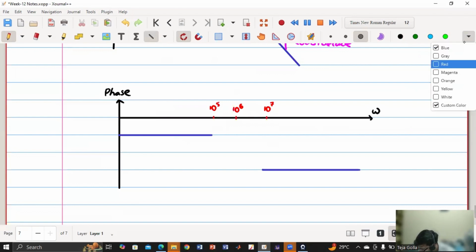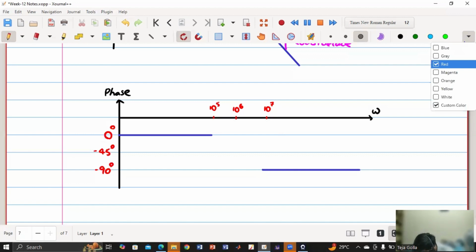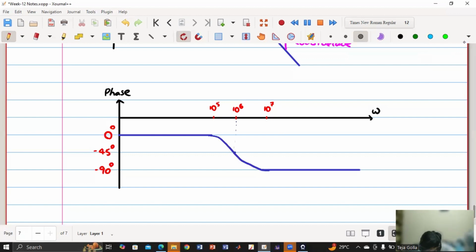So basically, this is my 0 degrees, this is my minus 45 degrees, and this is my minus 90 degrees. So at this point, 10 to the power 6, it is somewhere here. Basically, what is happening is it is falling like this, something like that. So basically, phase is changing from 0 to minus 90 degrees.